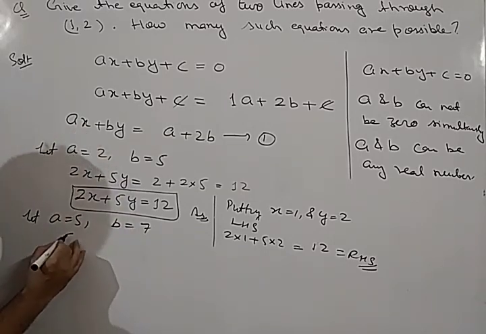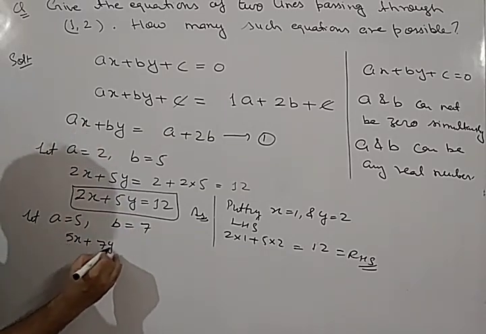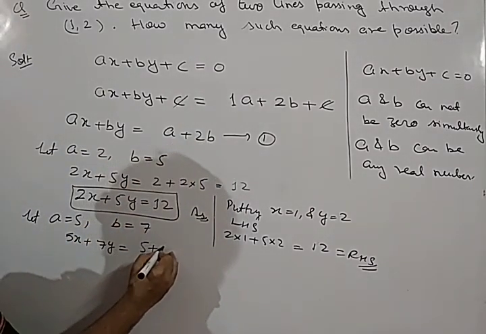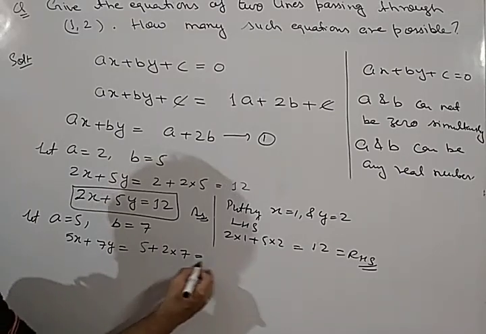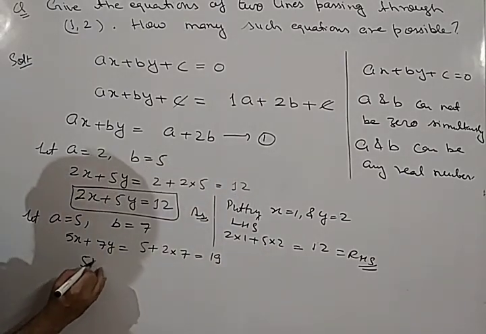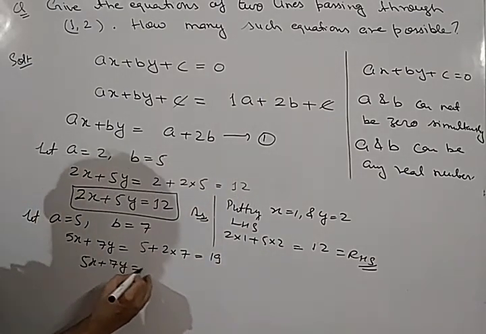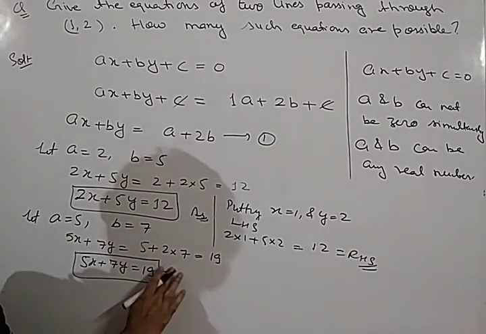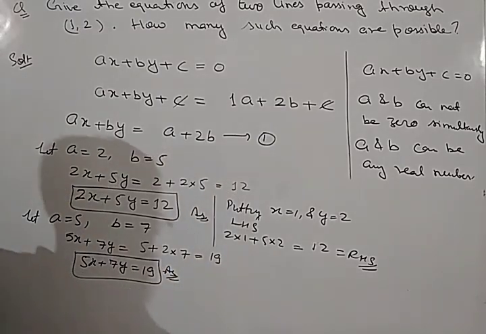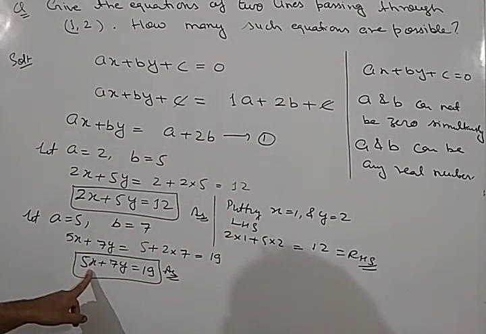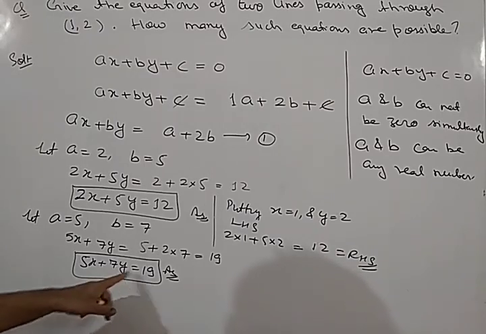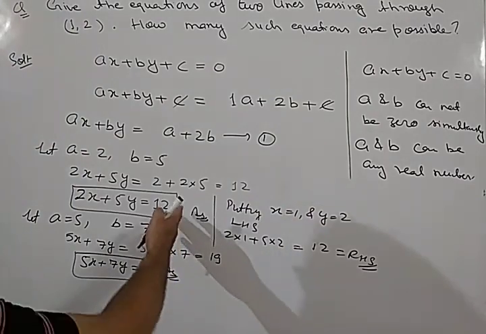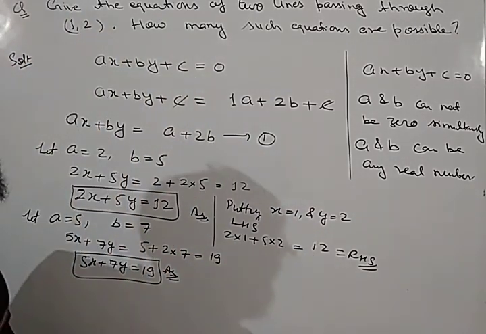This will be 5x plus 7y is equal to 5 plus 2 into 7, that will be 19. So the second equation is 5x plus 7y equals 19. This is our second equation and this is also our answer. You can also verify it. If you put x equal to 1, this will be 5 plus 14 is equal to 19. LHS will be equal to RHS. So these are the two equations which are passing through the point 1 comma 2.